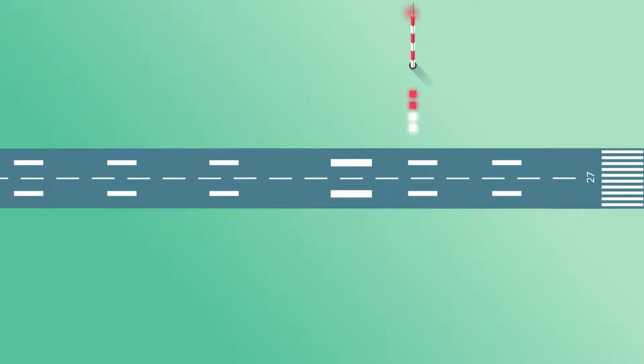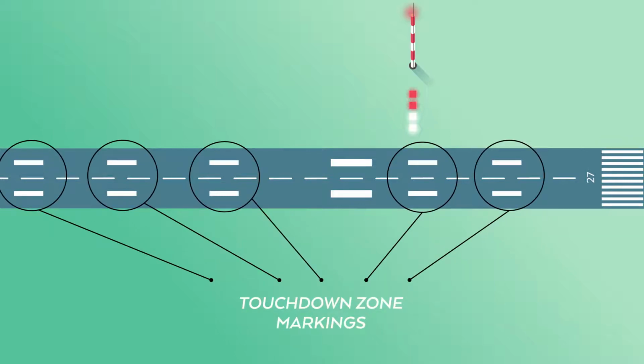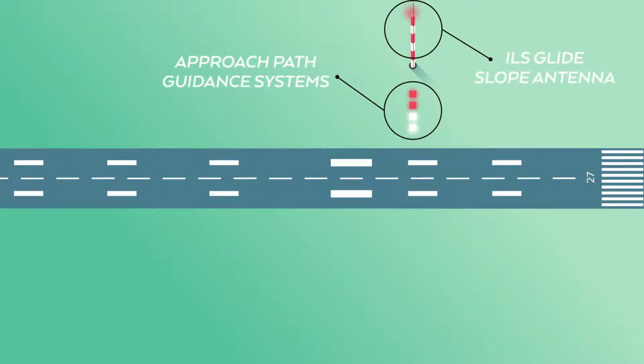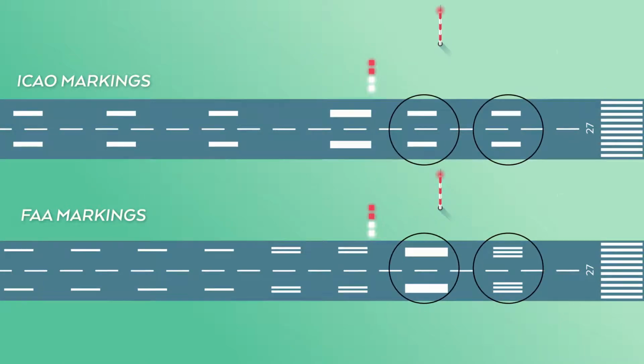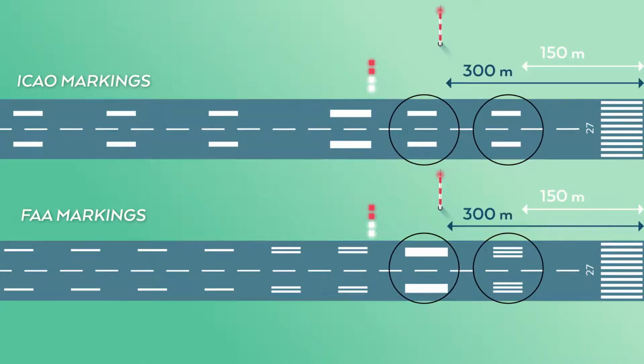To provide orientation during approach and landing, runways include a combination of aiming point markings, which serve as a visual aiming point for a landing aircraft, touchdown zone markings, and approach path guidance systems. Yet it is important to note that aiming point markings do not always correspond with the placement of visual and instrument approach aids, or with the ICAO Annex 14 standard.